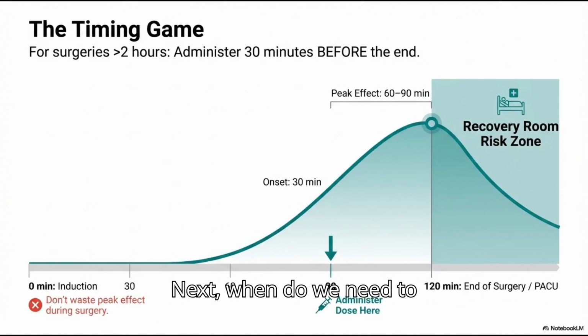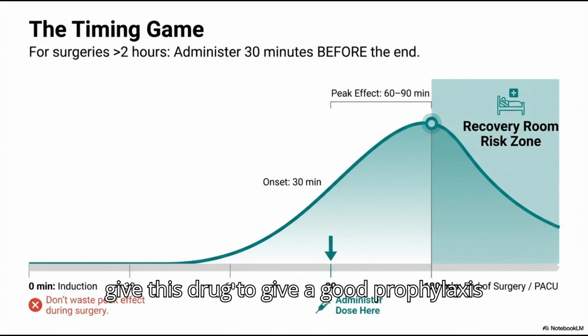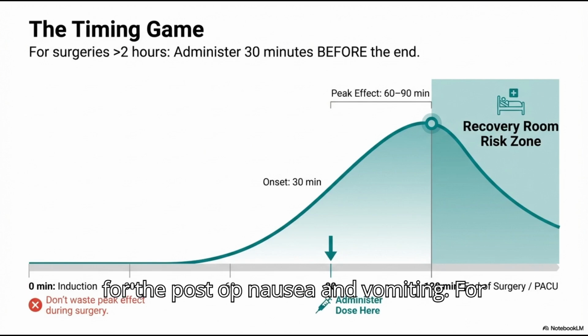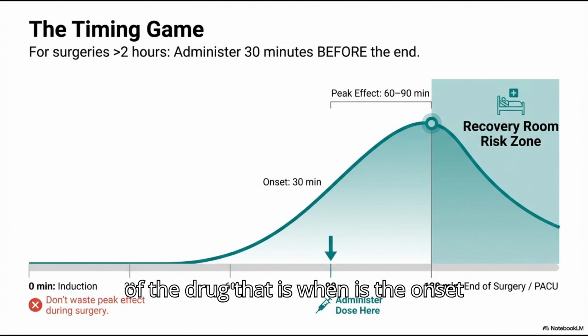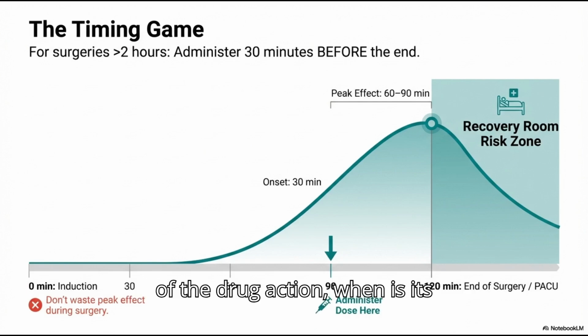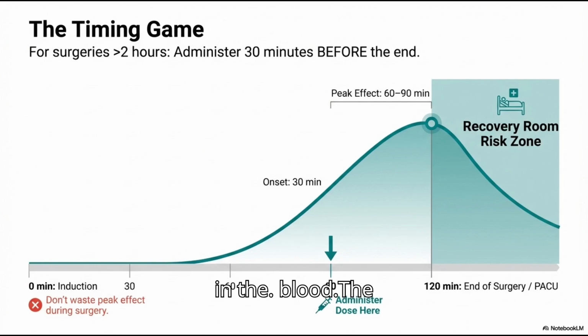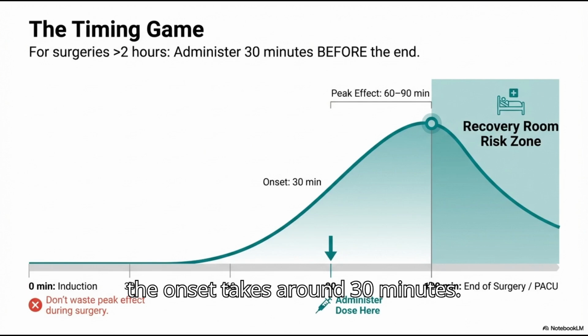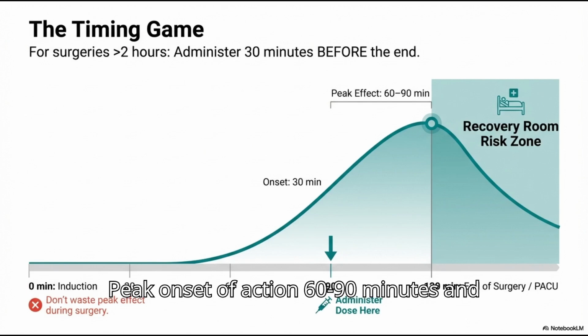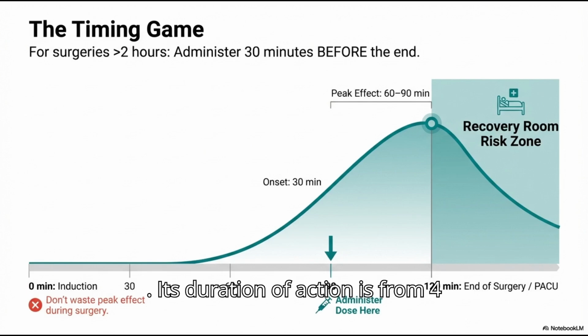Next, when do we need to give this drug? To give a good prophylaxis for post-op nausea vomiting, we need to know the pharmacokinetics of the drug. That is, when is the onset of the drug, when is its peak effect, what is its half-life, and how much time will it stay in the blood. It can be given IV or orally. For the intravenous injection, the onset takes around 30 minutes. Peak onset of action is 60 to 90 minutes. Its duration of action is from 4 to 8 hours, on average 6 hours.